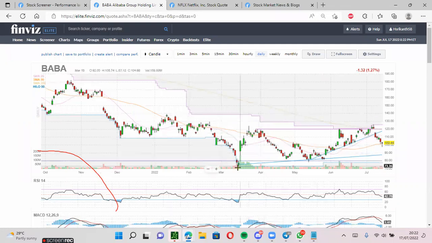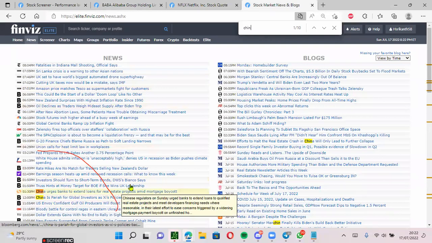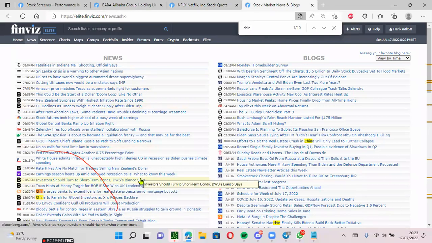That's what it is, trying to go back and retest this level, 73, 74. It's not really a good sign with the Chinese having these mortgage issues. I think a lot of real estate projects are actually failing.